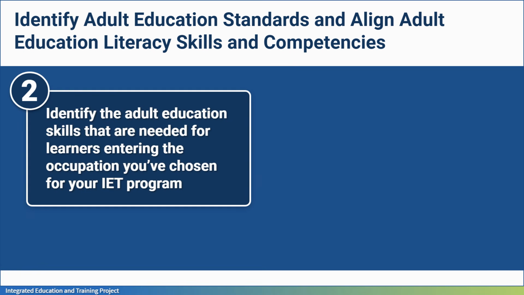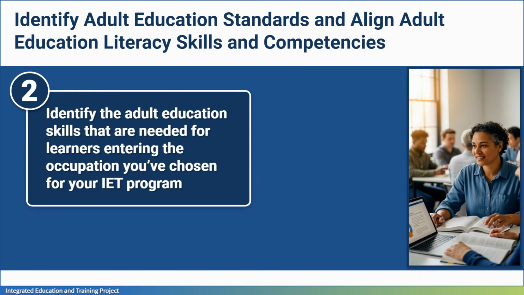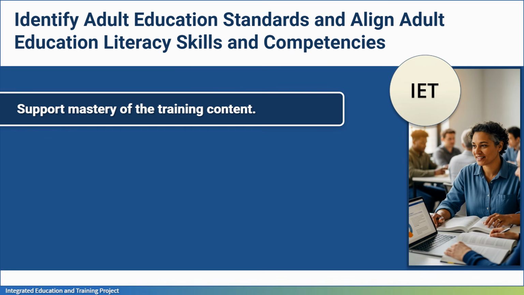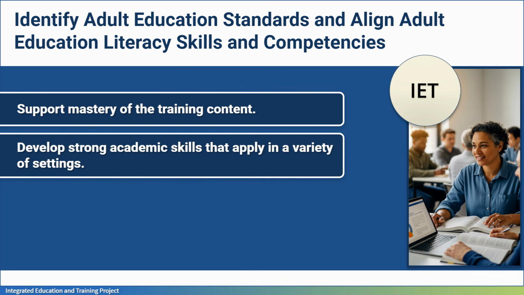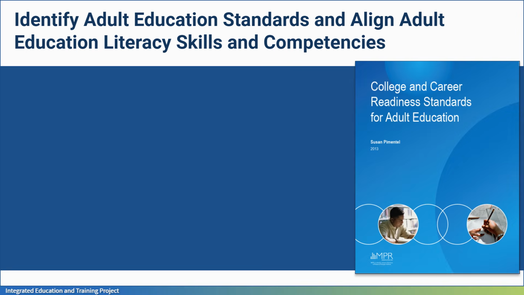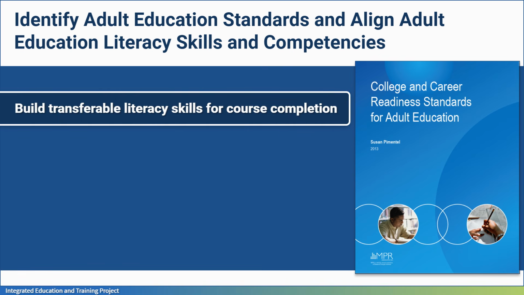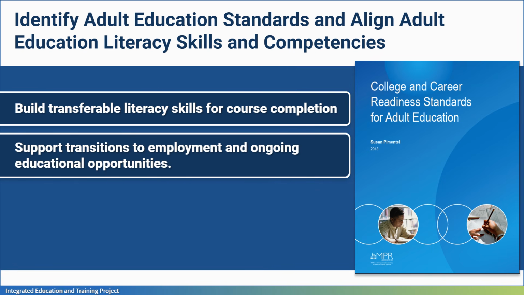Next, you'll want to identify the adult education skills that are needed for learners entering the occupation you've chosen for your IET program. You can do this by analyzing the occupational training curricular materials to identify the college and career readiness standards that will support mastery of the training content and develop strong academic skills that apply in a variety of settings. You'll want to identify college and career readiness standards that align to adult education literacy skills that build transferable literacy skills for course completion and support transitions to employment and ongoing educational opportunities.